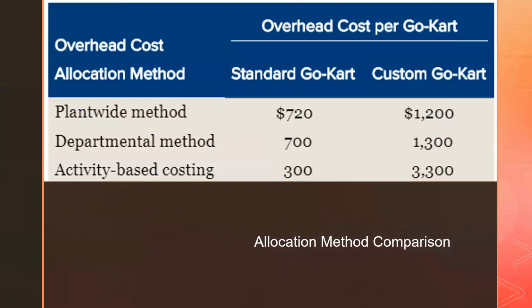So in the end, this is how they compare. With the plant-wide method, we were going to assign way too little to the custom go-karts and way too much to the standard. Very similar results with departmental, but when we really broke down what was driving all these costs in activity-based costing, we say, wow, most of the cost needs to be allocated to the custom go-karts. So again, under generally accepted accounting principles, we would use the plant-wide method, but if we are looking at managerial accounting for internal users, it seems that it's wisest to use activity-based costing.